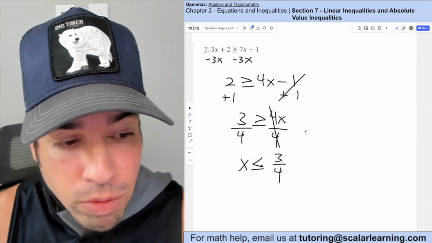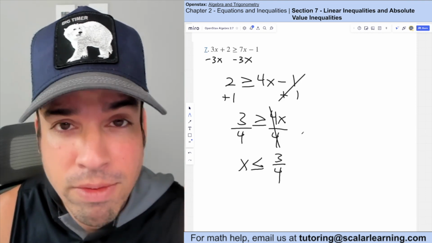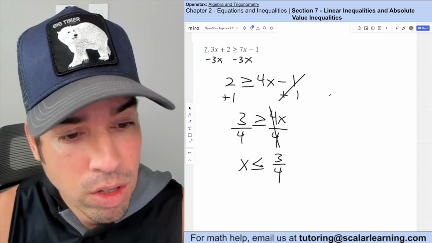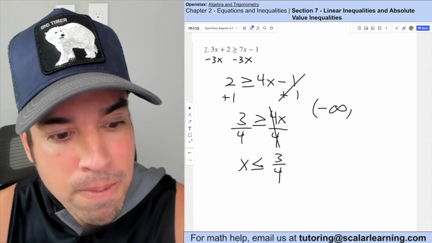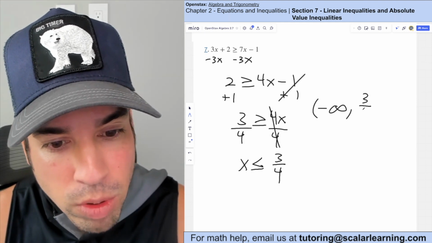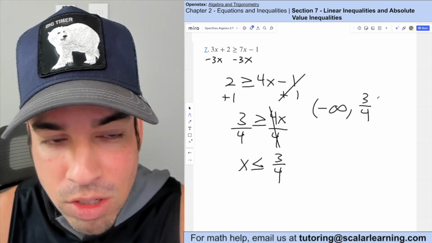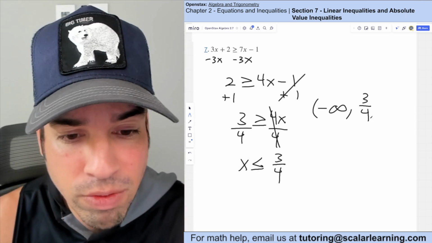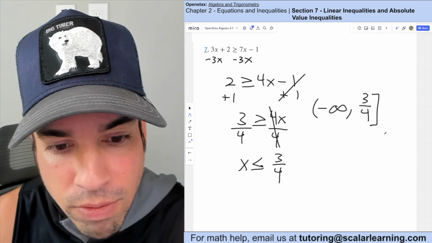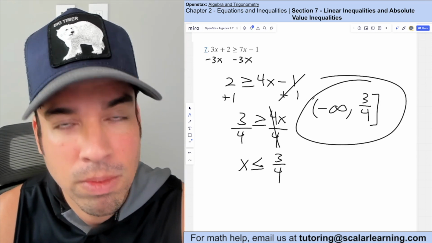So to put this in interval notation, again, we want to include every value that's less than or equal to 3/4, which means we're going all the way back to -infinity, and we're going up to 3/4. Now the question is, do we have parentheses or a bracket? Well, it says x is less than or equal to 3/4, meaning we want to include the 3/4, hence we do a bracket. Boom, done.